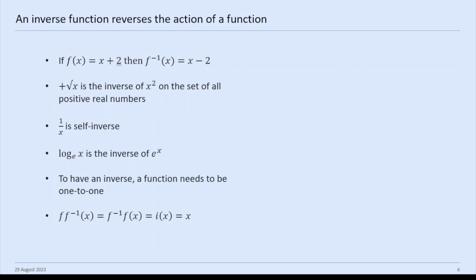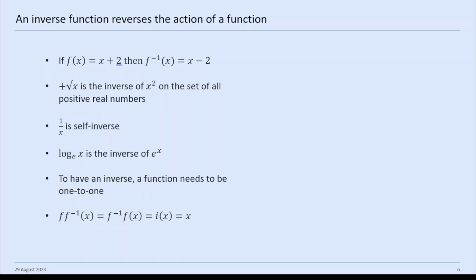Inverse functions reverse the action of a function. So if you've got f of x equals x plus 2, then its inverse, f to the minus 1 of x, is x minus 2. So if you apply f of x to 7, you get 9. 7 plus 2 is 9, and then f to the minus 1 on 9 is just 7 again.